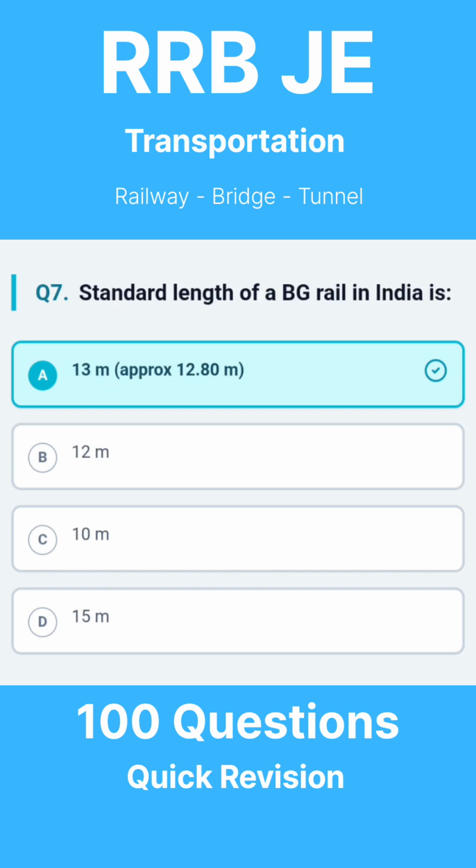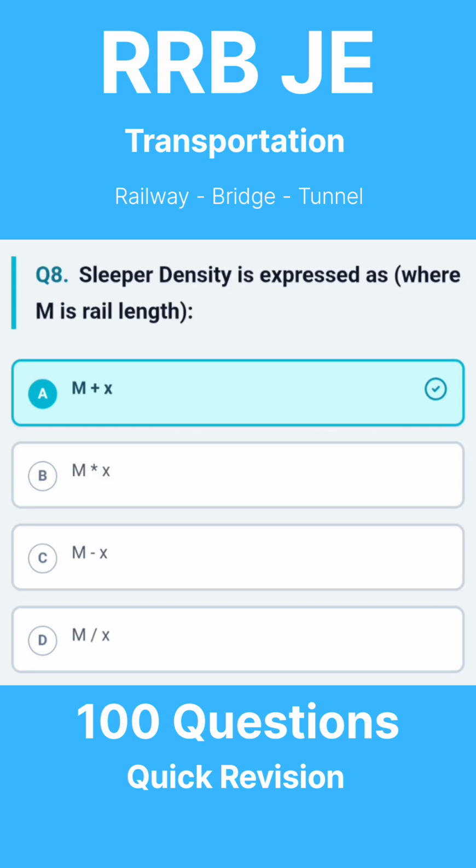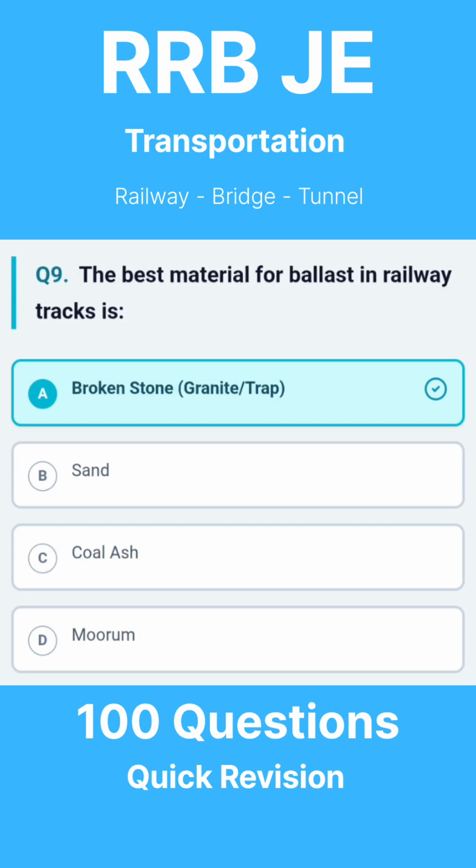Question 7. Standard length of a broad gauge rail in India is. The correct answer is 13 meters, approximately 12.80 meters. Question 8. Sleeper density is expressed as, where m is rail length. The correct answer is m plus x. Question 9. The best material for ballast in railway tracks is. The correct answer is broken stone, granite or trap.